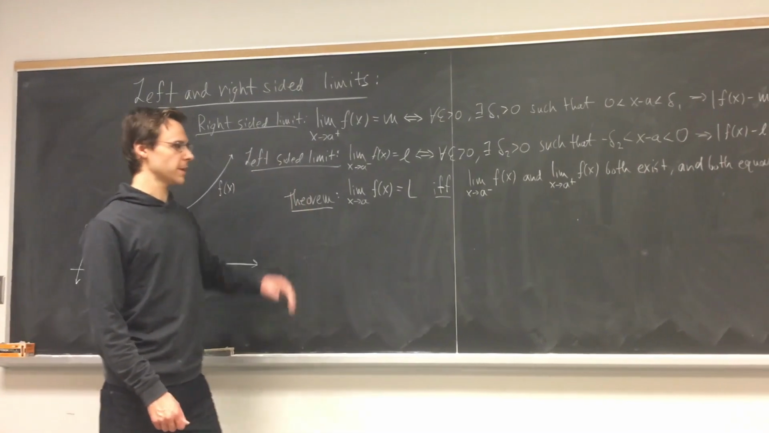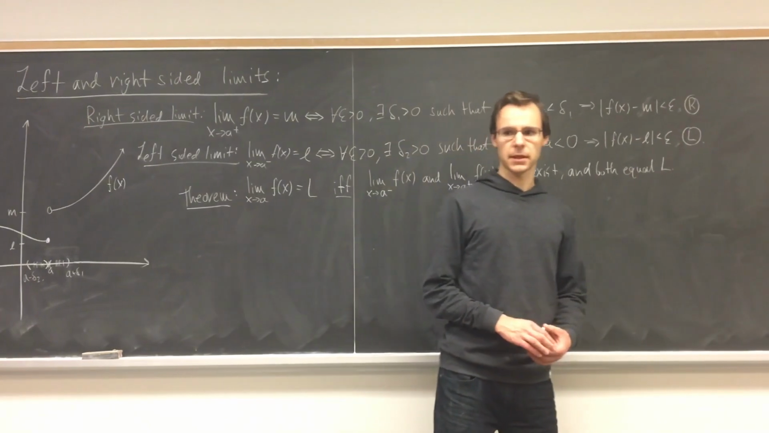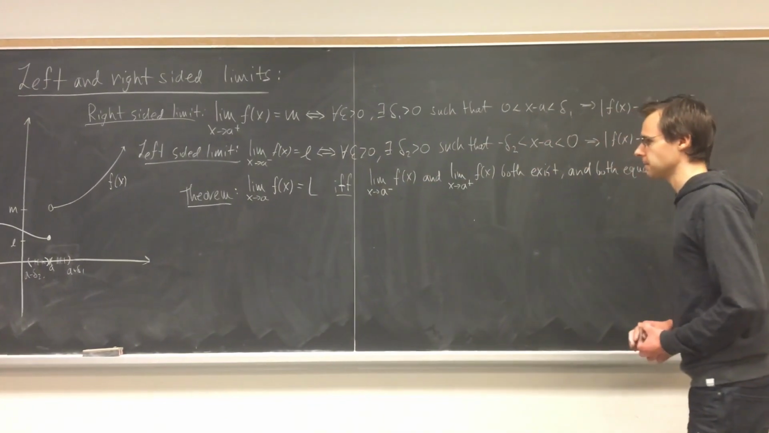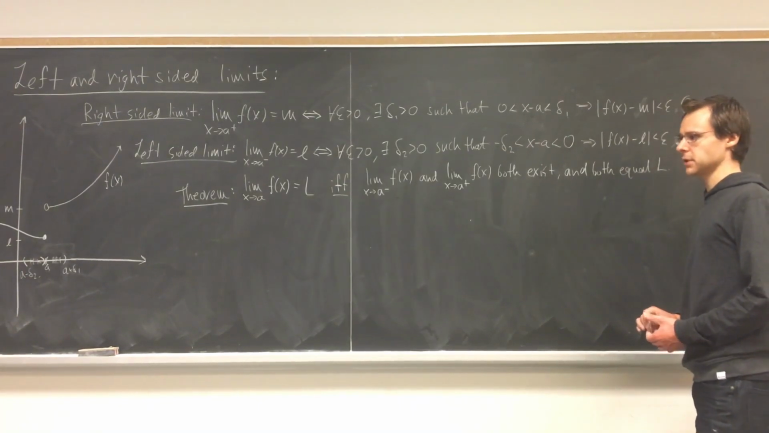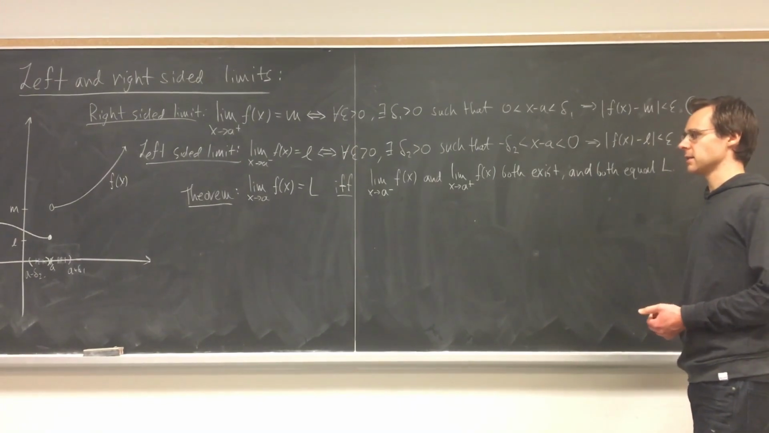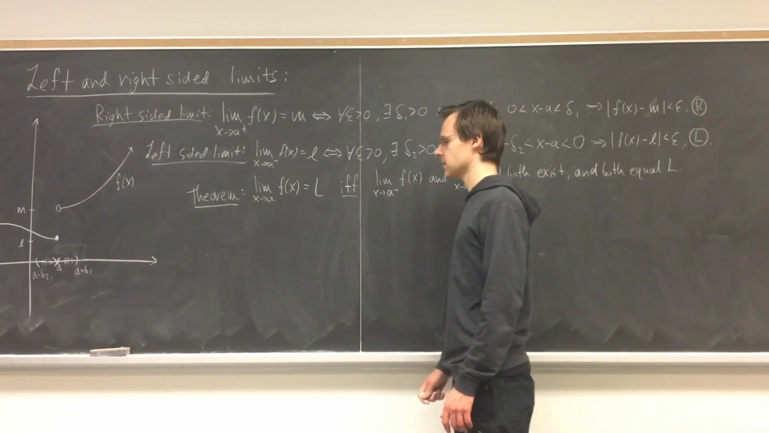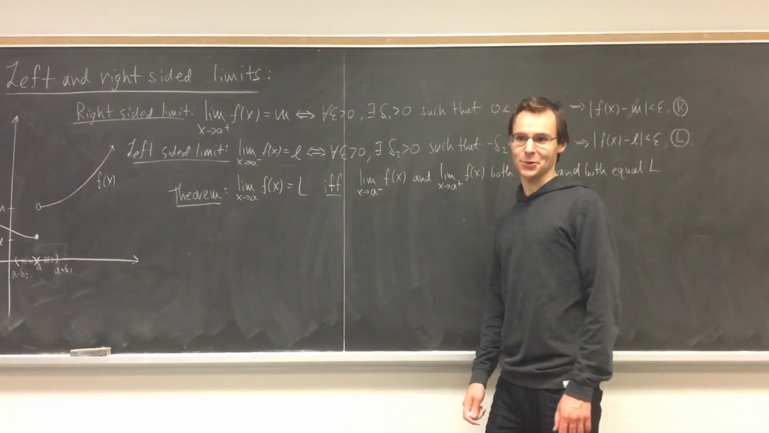So let's prove this theorem, and then we'll talk about limits that don't exist a bit later, by the way, okay, in a different video. But let's prove the theorem for now. The proof is going to be pretty straightforward, just manipulating the definitions a little bit. Okay? So this is an if and only if statement, which means we need to go two ways.